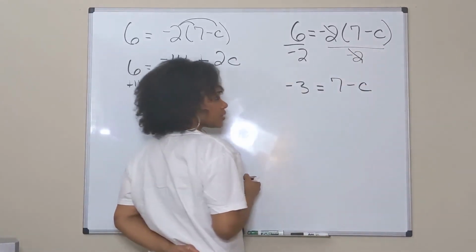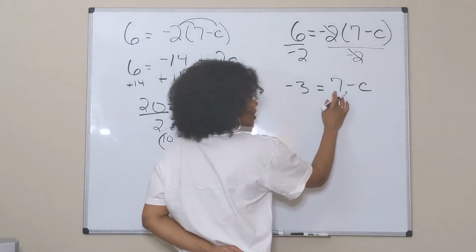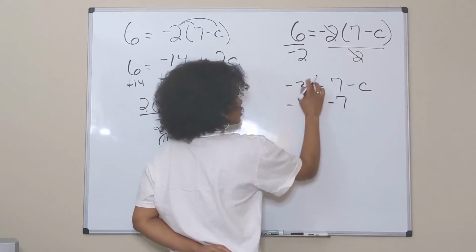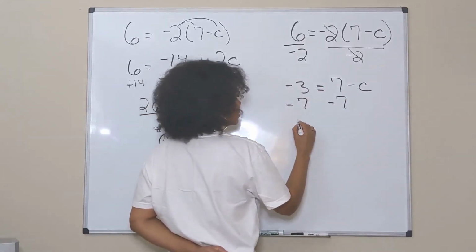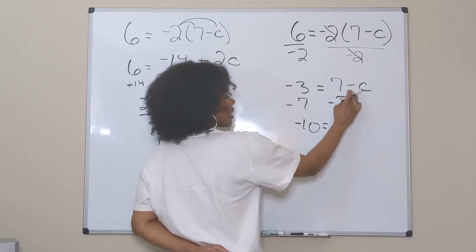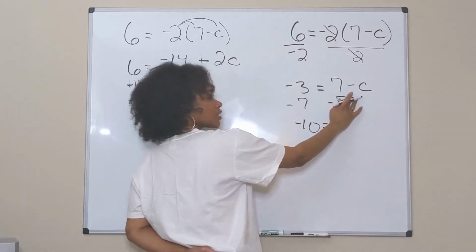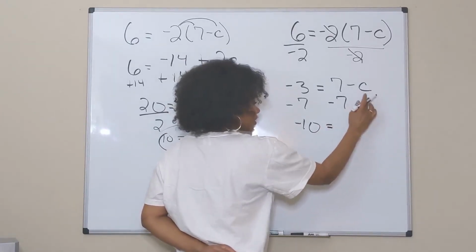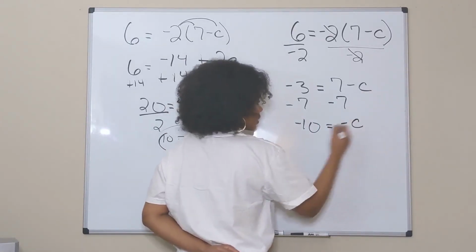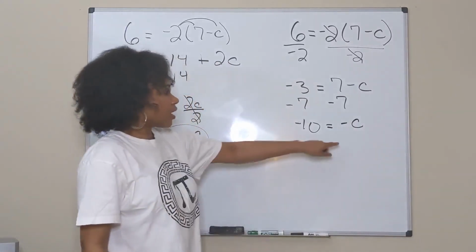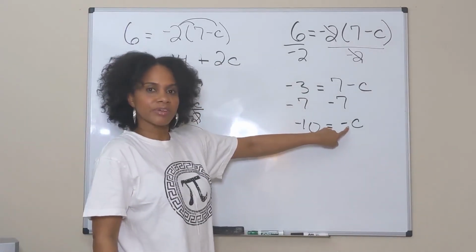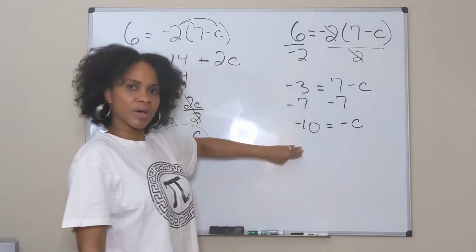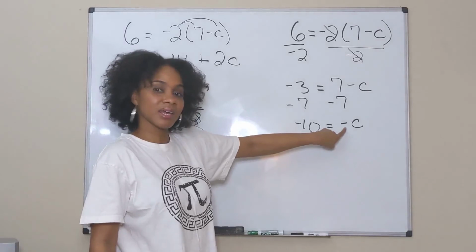Getting that c by itself, that's a positive 7. Subtract 7. Negative 3 minus 7 is negative 10. I have that minus there, so I want to look at that minus as a negative. Negative c or minus c, same thing. And if you don't see a number in front of your variable, that is an understood 1. So we can't just leave this. We still don't have the c by itself because we have that negative there.